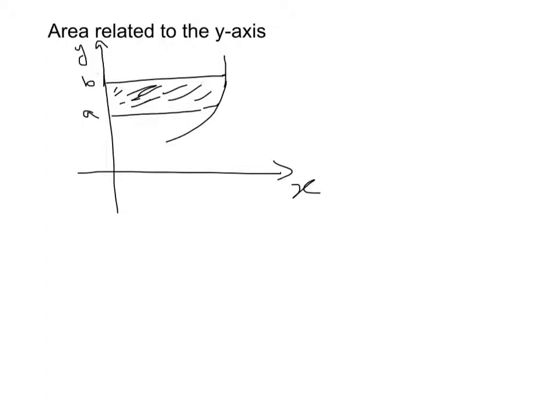This is a lesson about area related to the y-axis. There are just a few differences between it and the area related to the x-axis. Whenever we're trying to find this area, of course, this is the curve. Let's say it's y equals g of x, the y-axis, and between the two lines, y equal a and y equal b.